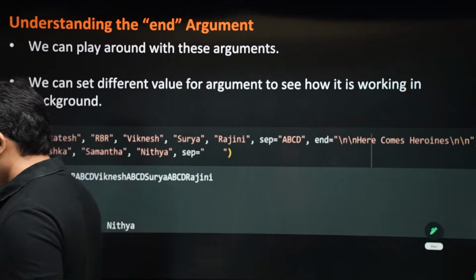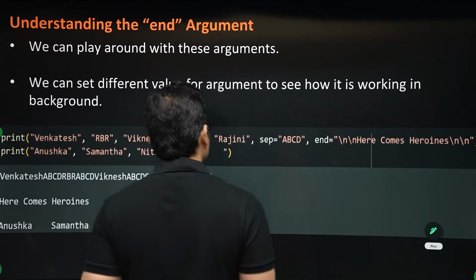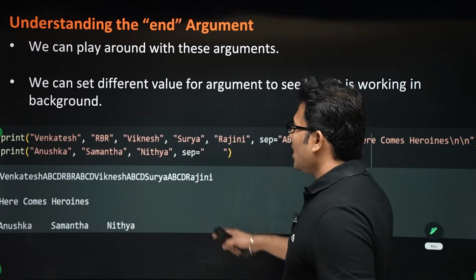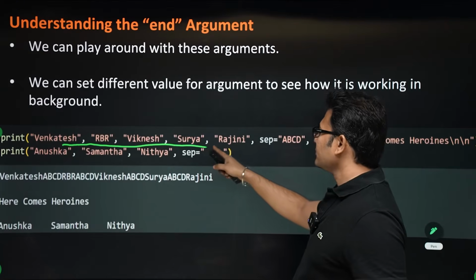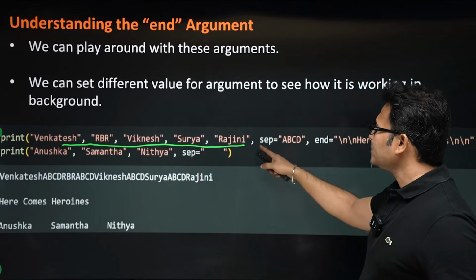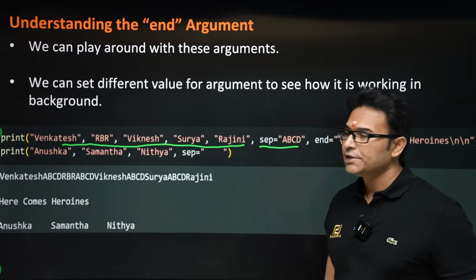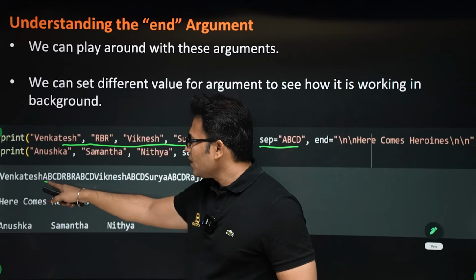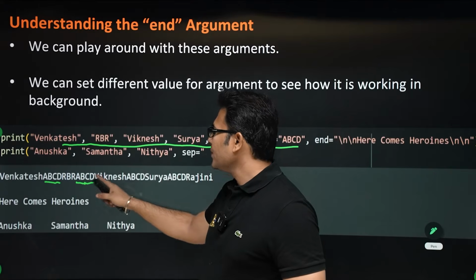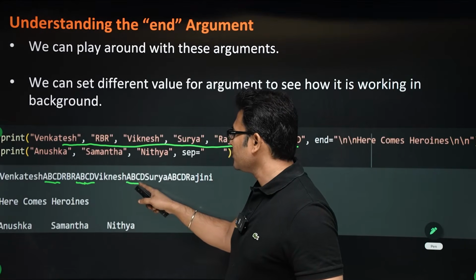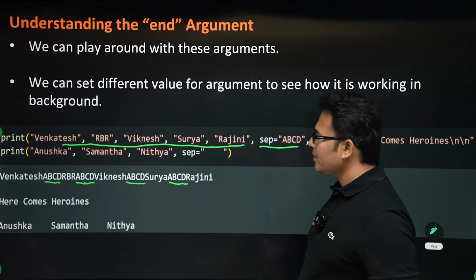Now, how does this end parameter work, right? We can play with it. For example, I can write whatever strings I want in the print statement. Then I will say separator is ABCD. Then what happens? All these strings will be separated by ABCD. See this: Venkatesh and RBR are separated by ABCD. RBR and Vignesh are separated by ABCD. Vignesh and Surya are separated by ABCD. And then Surya and Rajni are separated by ABCD.